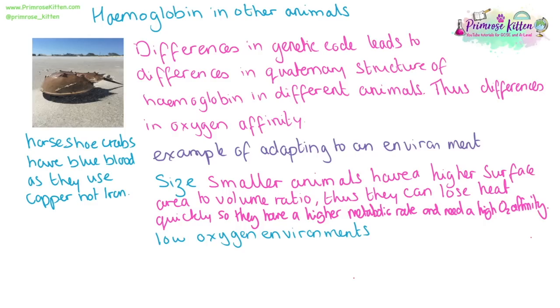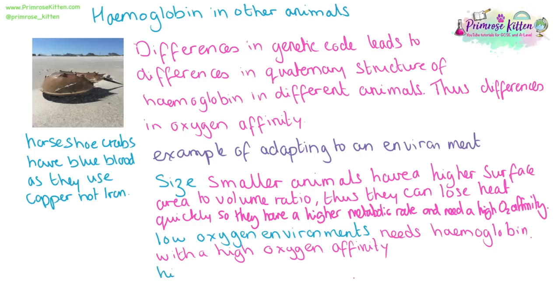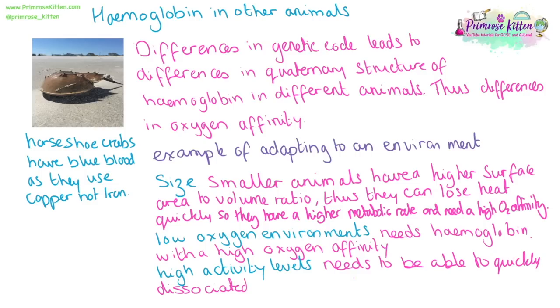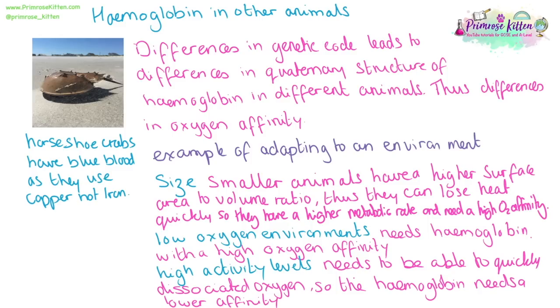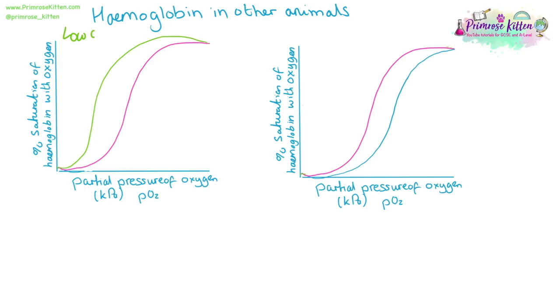If an animal lives in a low oxygen environment, it needs hemoglobin with a high oxygen affinity. If an animal has high activity levels, it needs to be able to quickly dissociate oxygen, so the hemoglobin needs a lower oxygen affinity. You need to be able to recognize the differences in these graphs when we have these different hemoglobins or different environments. So I always try and use this way to remember it. Low oxygen environment will mean a left shift on the graph. So from the normal dissociation curve, we have a left shift because we've got low O2 concentration.